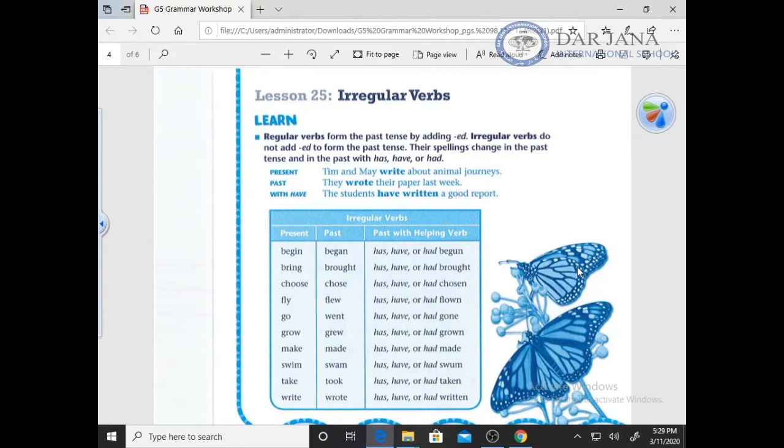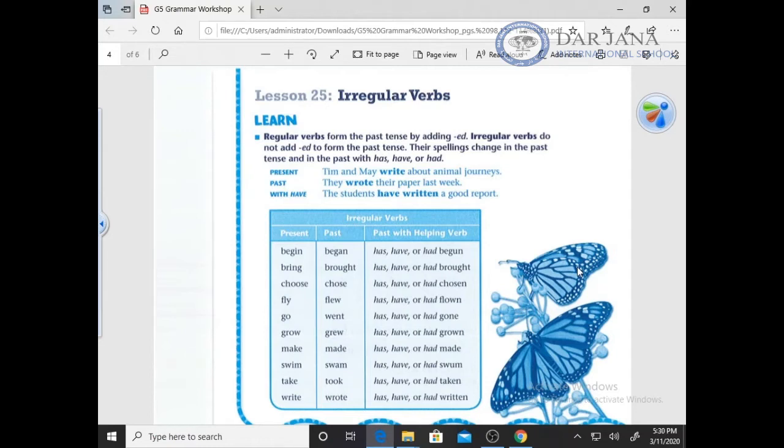But if we just look now at the irregular verbs, we can find that we have changes. The irregular verb is not the same in the past and with has, have, and had. Let's look at the example in the book. We have Tim and May write about animal journeys. They wrote their paper last week. The students have written a good report.